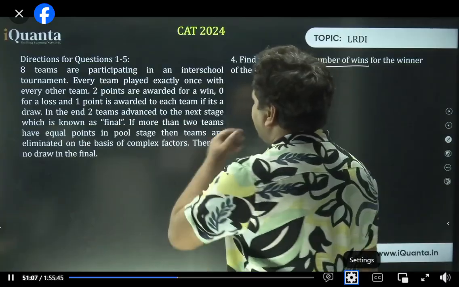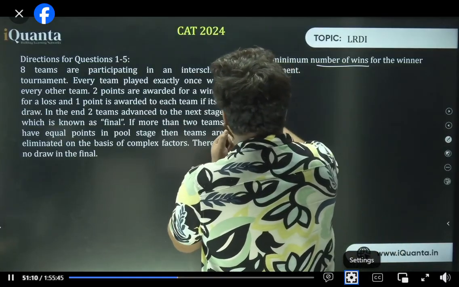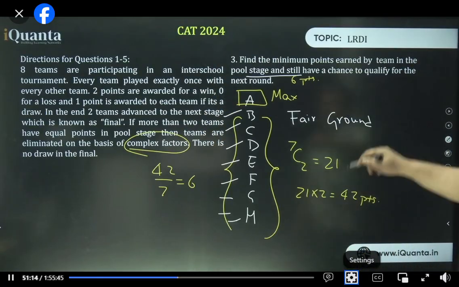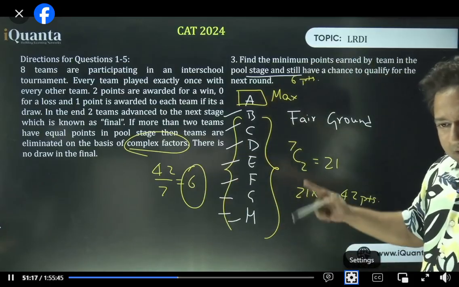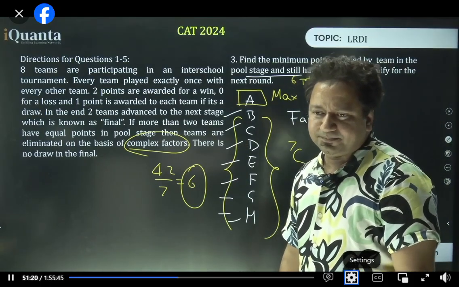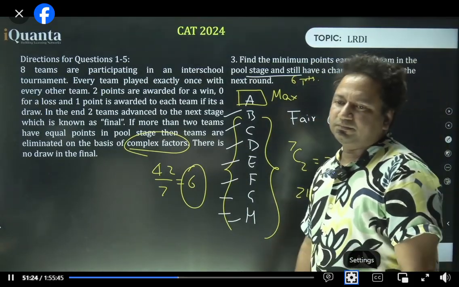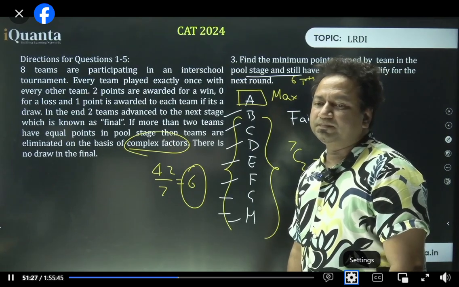Okay. So we can refer to data from question number 3. In question number 3, if you remember, we got this, that even after getting 6 points, a team can advance to the final stage, right?